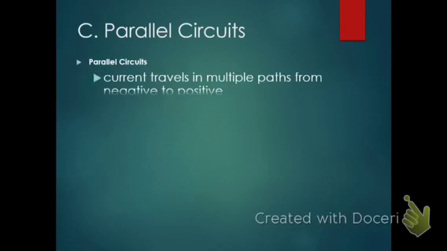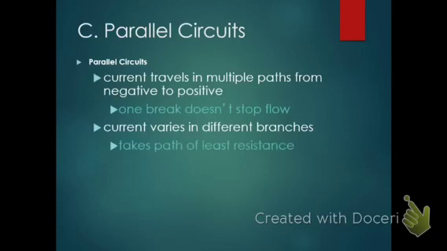Parallel circuits, on the other hand, electrons have multiple paths in which they could flow. All right, so a break in the circuit doesn't stop the flow. So if we have 10 things strung up, think of your Christmas tree. Some are in series, some are in parallel. The ones that are in series, when one light goes out, the whole thing goes out.